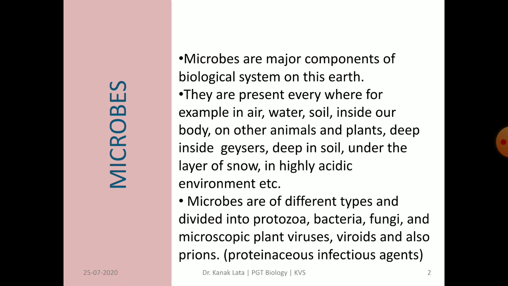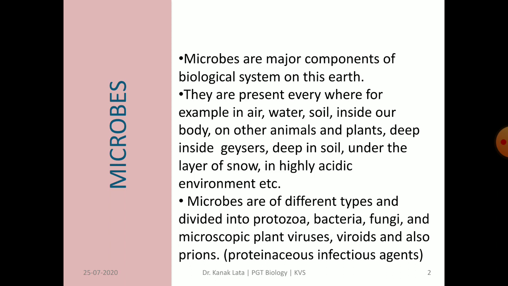Microorganisms are present at such places where life could not be possible, like deep inside the geysers, that is thermal vents, where temperature is 100 degrees, deep in the soil, under layers of snow several meters thick, as well as in highly acidic environments.